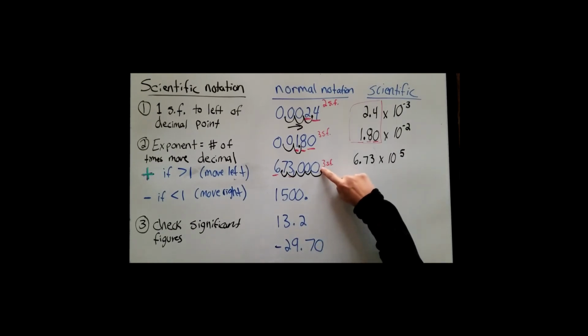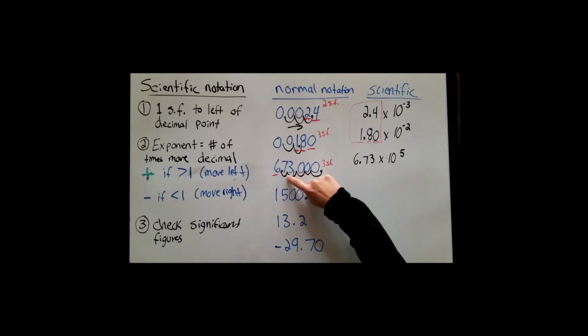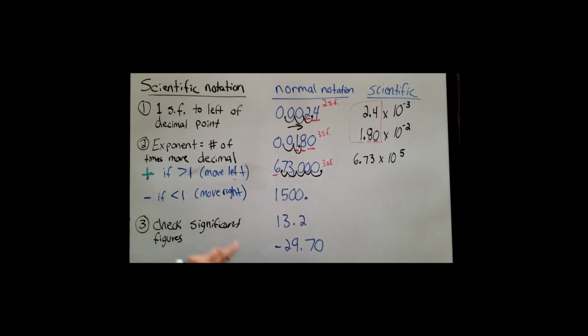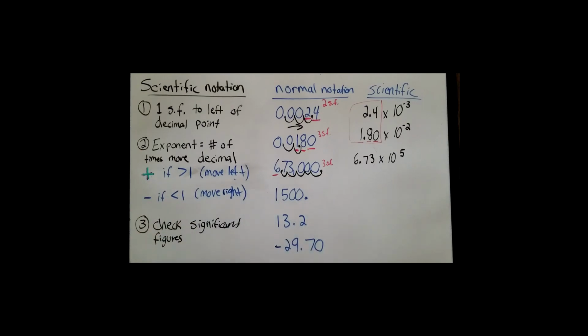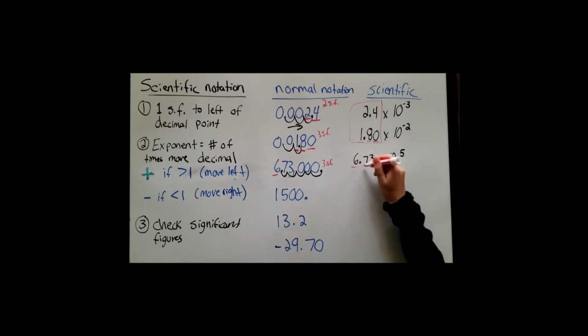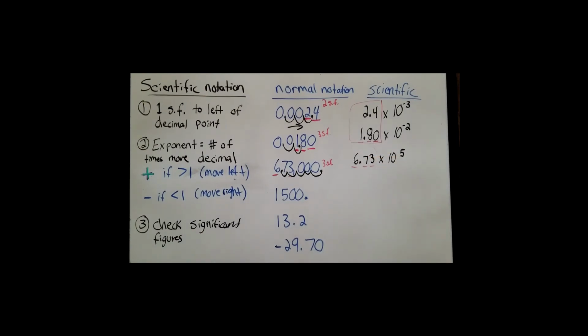Now notice this time I moved to the left. So that means my exponent is going to stay positive. Also, my original number, 673,000, was way, way greater than 1. So another tip of the hat to the positive. So this would be the correct scientific notation. You can double check the sig figs. I have 3 in the original number, and I still have 1, 2, 3 in my scientific notation form.